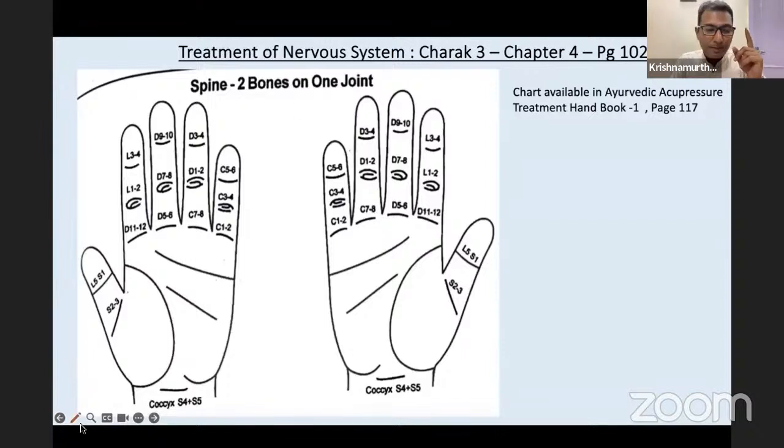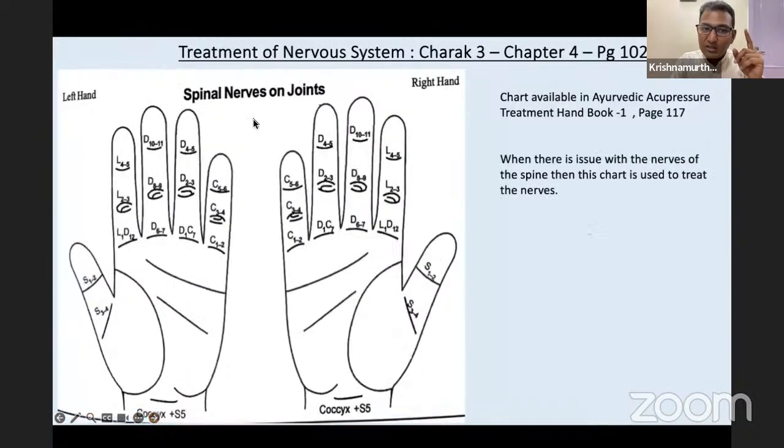This is for bones and this is for nerves. So if you put one methi strip on this, both C5 and C6 are covered. So you have to put methi strip on this and this. Whenever there is a spinal nerve problem, use this chart and put methi strip on both left and right, for that specific nerve. Say if there is a problem in C3, C4, where will you put the methi strip?